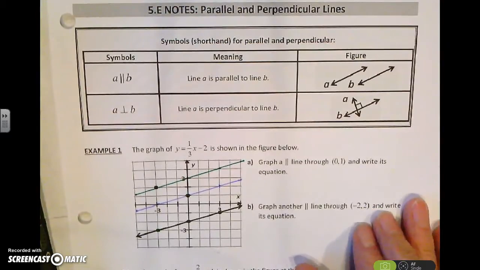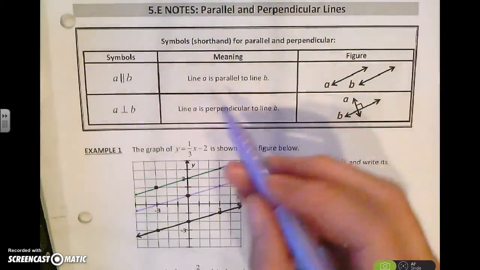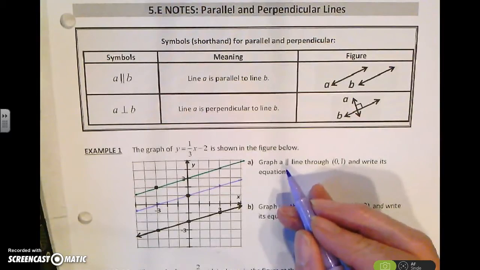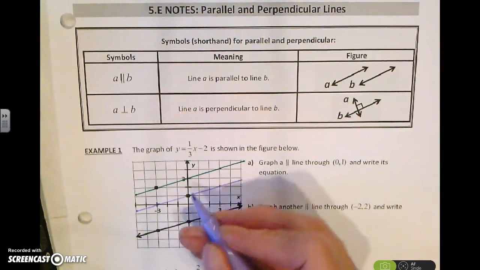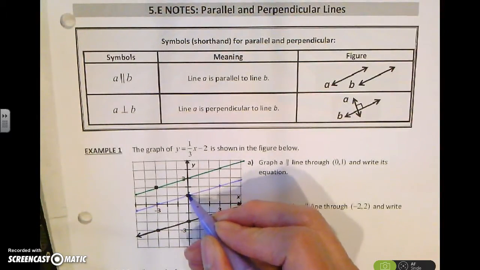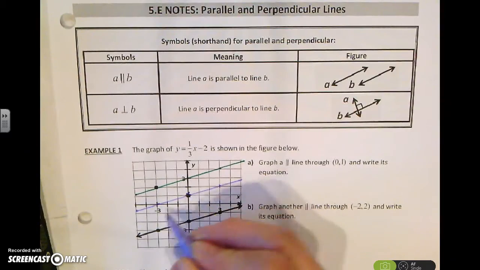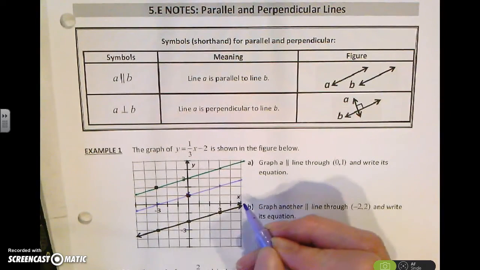Okay, so example 1. The graph of y equals 1/3 x minus 2 is shown in the figure below. Graph a parallel line through the point 0, 1 and write its equation. Now I've already done this. The point 0, 1 is this point right here, and you see I've drawn a parallel line to the original black line that was right there.